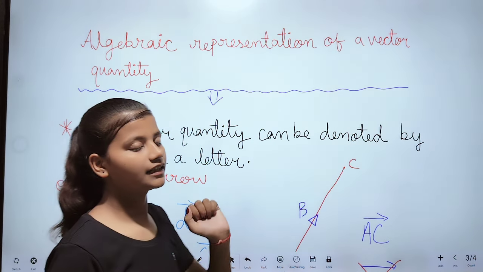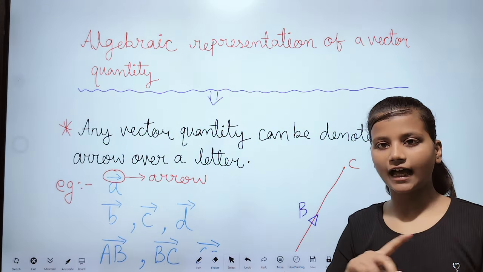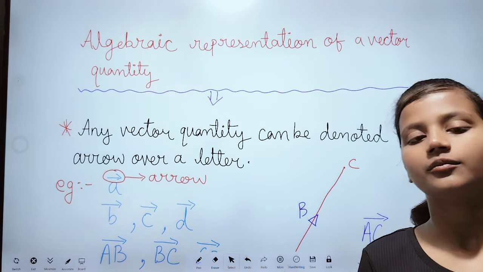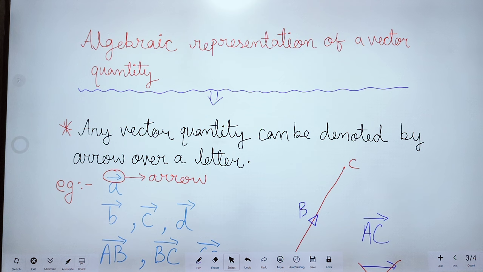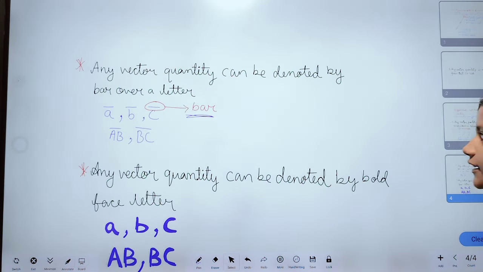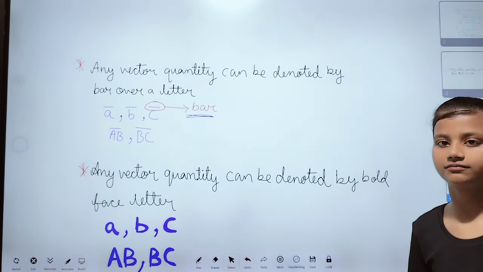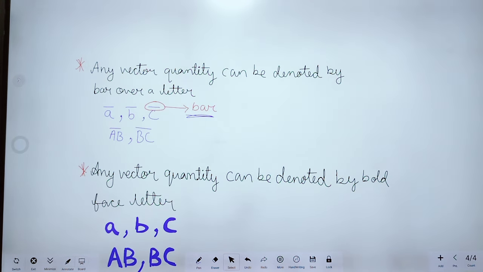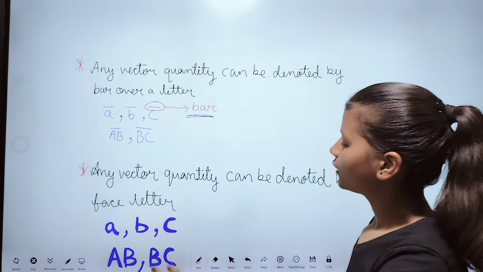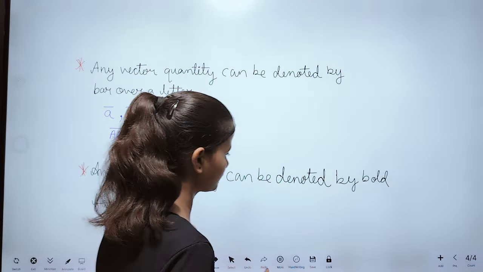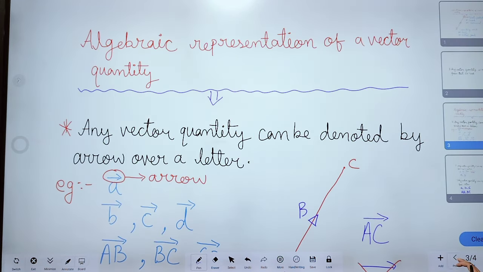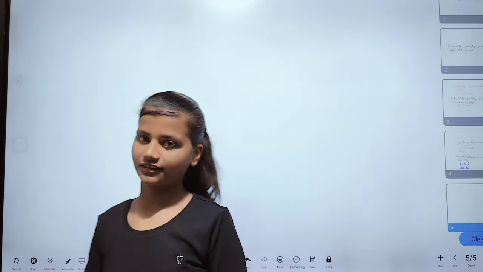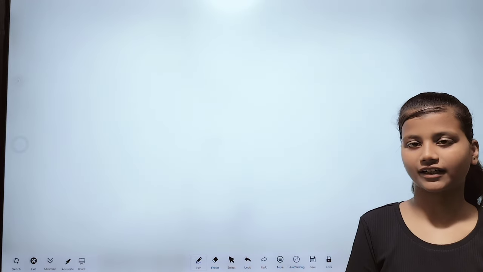So our first point is that any vector quantity can be denoted by an arrow over a letter, and we can also denote it by a bar over a letter, and a boldface letter. Okay. All are true. So I hope you understand all this about the geometrical representation of a vector quantity and the algebraic representation of a vector quantity.